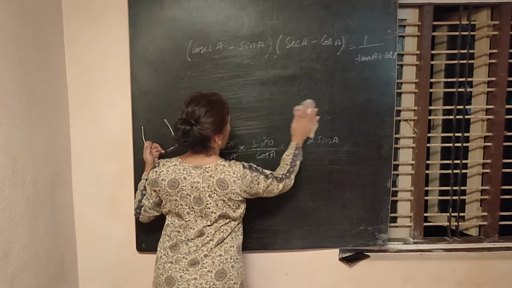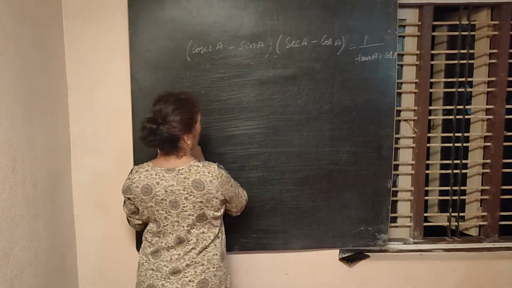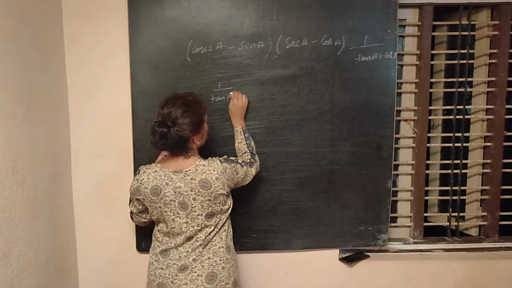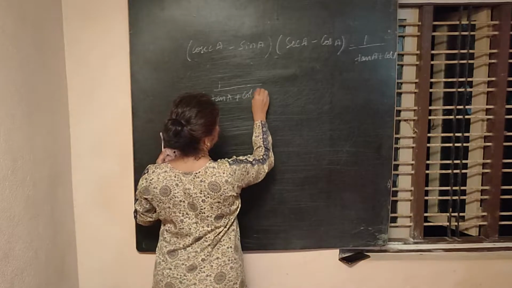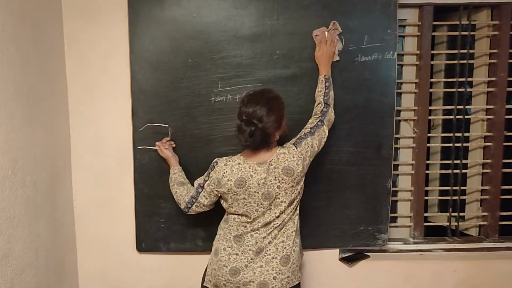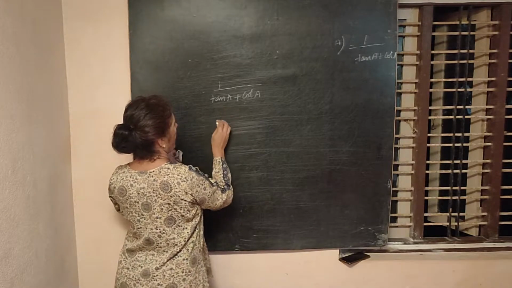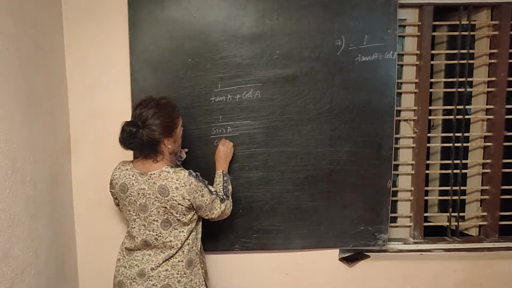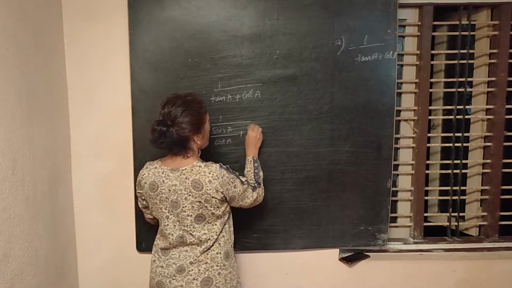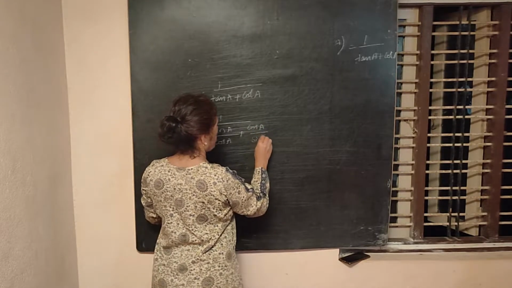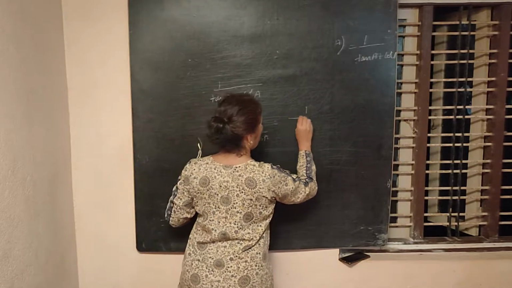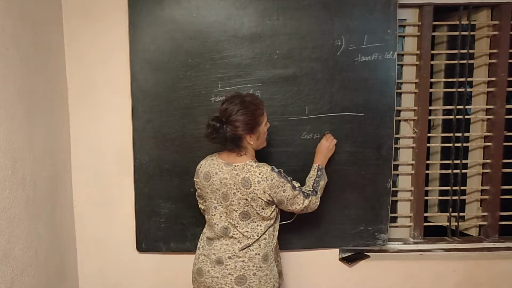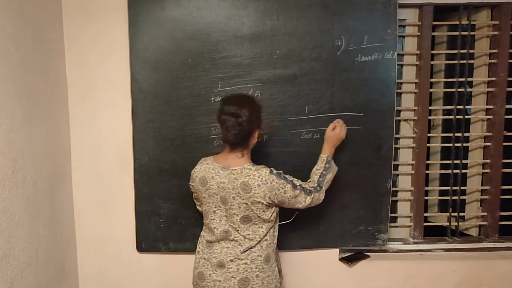So 1 by tan A plus cot A. 1 by tan A plus cot A. So what is 1 by tan A? 1 by tan A is sin A by cos A, plus cot A, cos A by sin A, is equal to 1 divided by, let us take the common denominator, cos A sin A.